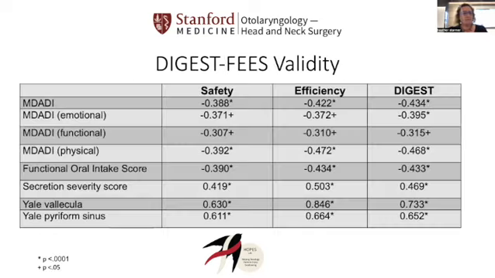In terms of validity, we looked at a number of different measures. One was the MD Anderson Dysphagia Inventory, a patient-reported outcome measure. We looked at Functional Oral Intake scores, so a measure of swallowing diet levels. We looked at secretion severity scores, and then we looked at the Yale Pharyngeal Residue scale, both for the vallecula and the piriform sinuses. And we can see that we had quite nice validity across all of these measures.